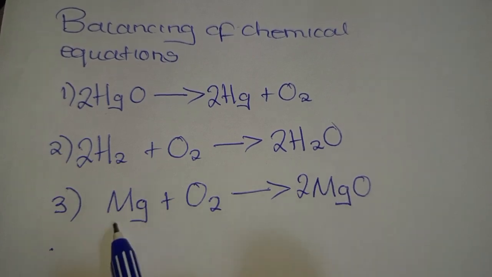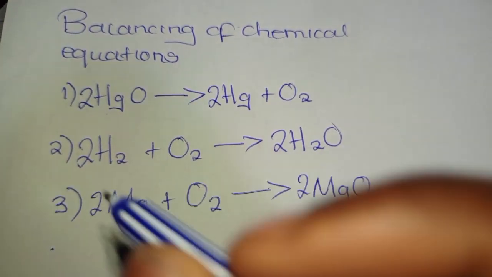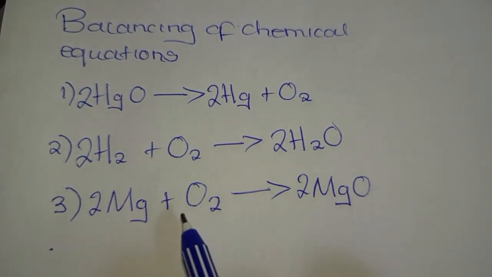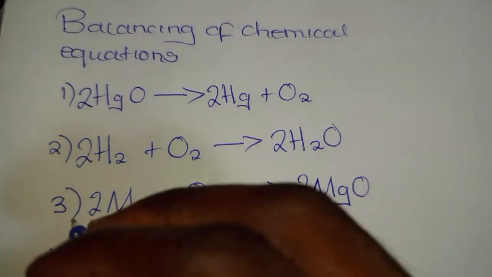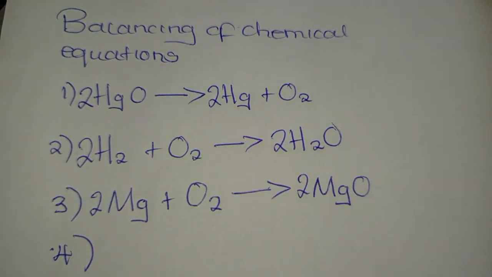Magnesium has become 2, but magnesium is 1. So we can put a 2 here. So 2 magnesium, 2 magnesium, 2 oxygen, 2 oxygen. If you want, we can put the fourth one.